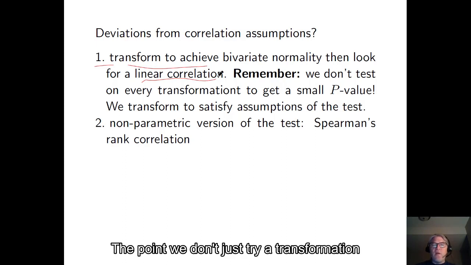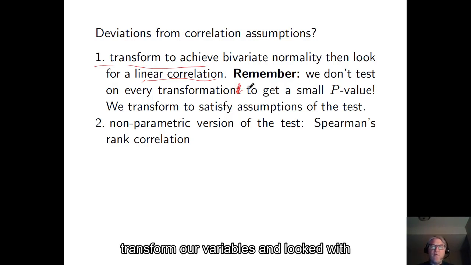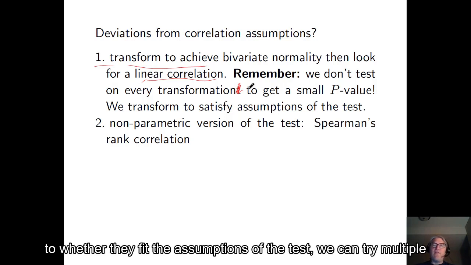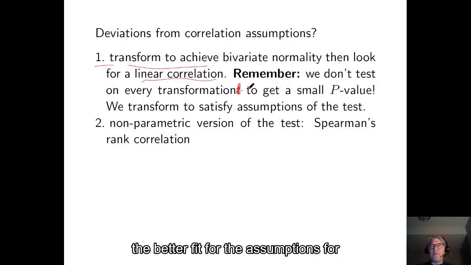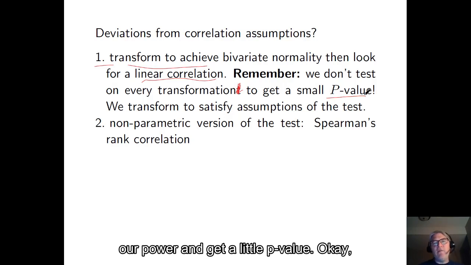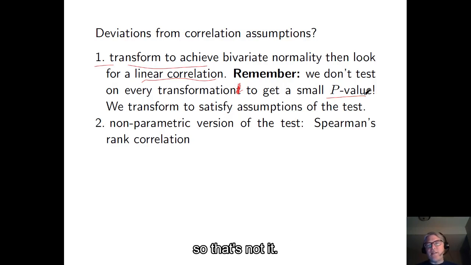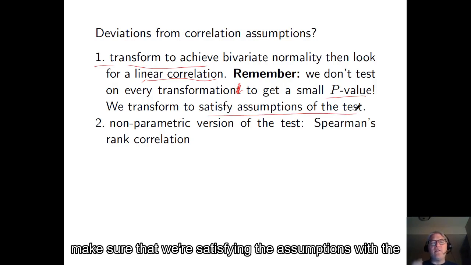Remember, this is an important point. We don't just try a transformation to get a small p-value. We're supposed to transform our variables and look to whether they fit the assumptions of the test. So we can try multiple transformations. We should go with the one that gives us the best fit for the assumptions of the test. And then we proceed with that transformed data to do our test just on that one transformation, not on every one to maximize our power and get a low p-value. Okay, so that's not a legitimate way to do science. Instead, we want to make sure that we're satisfying the assumptions of the test.